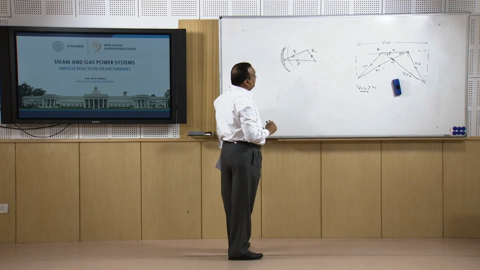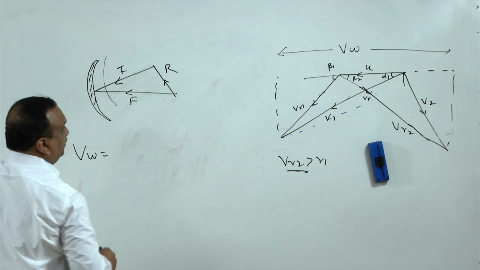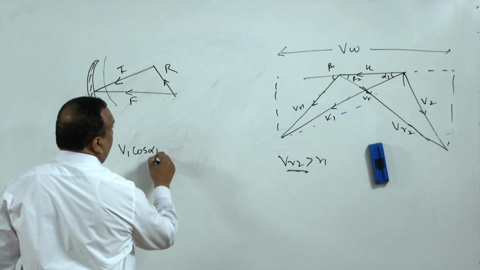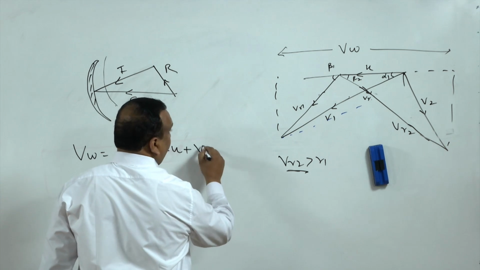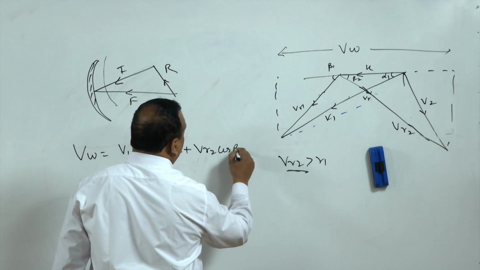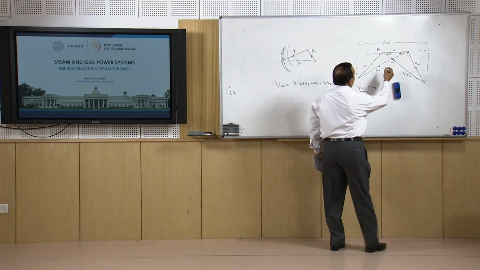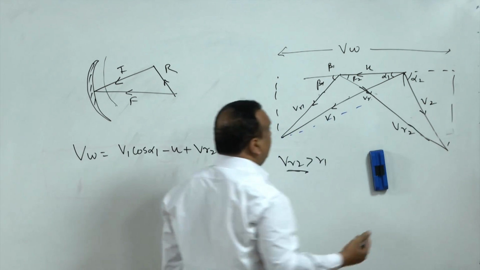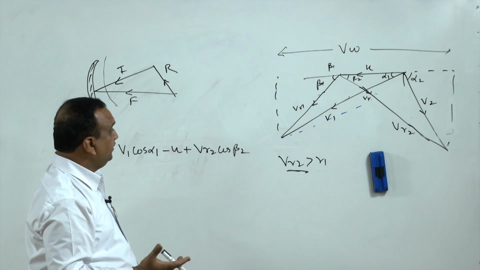The whirl component of the velocity, Vw, is equal to V1 cos alpha 1 minus u plus VR2 cos beta 2. There are many ways of finding it. If we have the value of alpha 1, beta 1 and alpha 2, then by many ways we can find the whirl component, depending upon the information available with us.